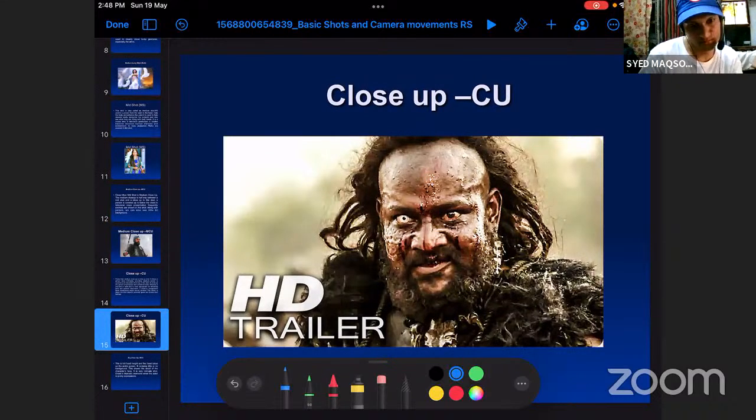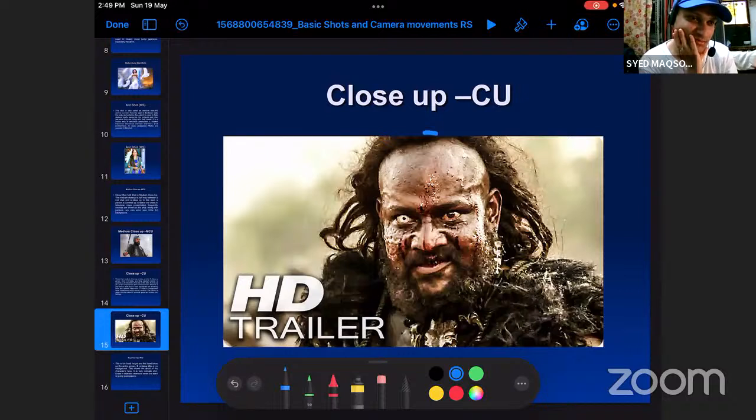Then this is the close-up shot. How we are covering the body is important in shot classification: how much of the person's body is covered, whether up to the knees, below the waist, above the waist, above the chest, or only the face. This is the close-up shot. This shot is used to identify facial expressions.